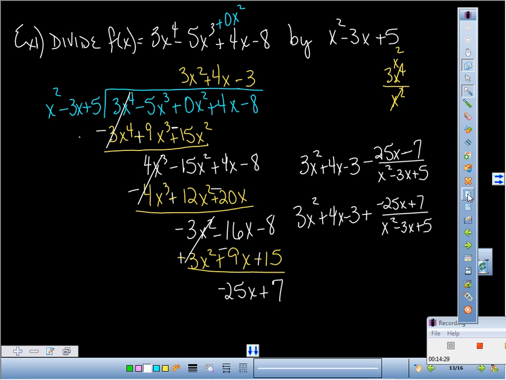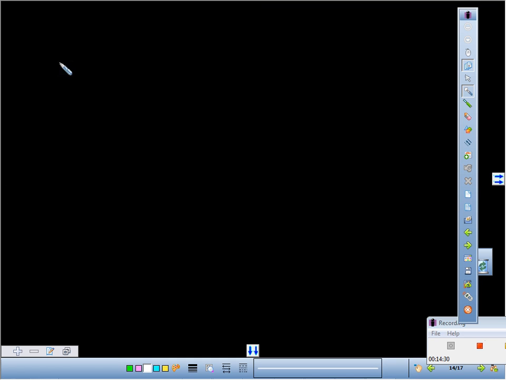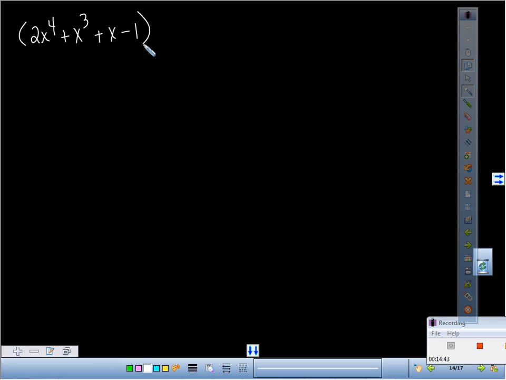Okay, so now I'm going to give you one, and I want you to work it. Here's yours. 2x to the 4th plus x to the 3rd plus x minus 1. We're going to divide it by x squared plus 2x minus 1. You have 2 minutes. You set it up and divide it out. Be very careful. Don't be careless.